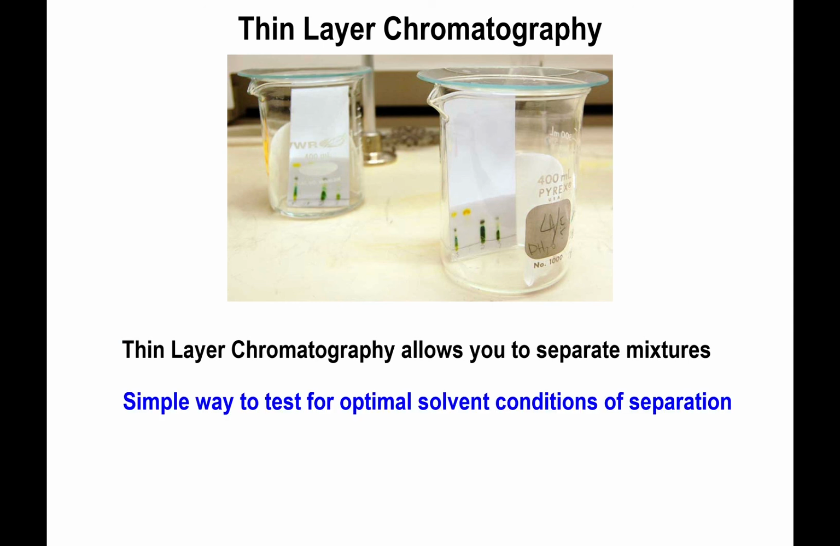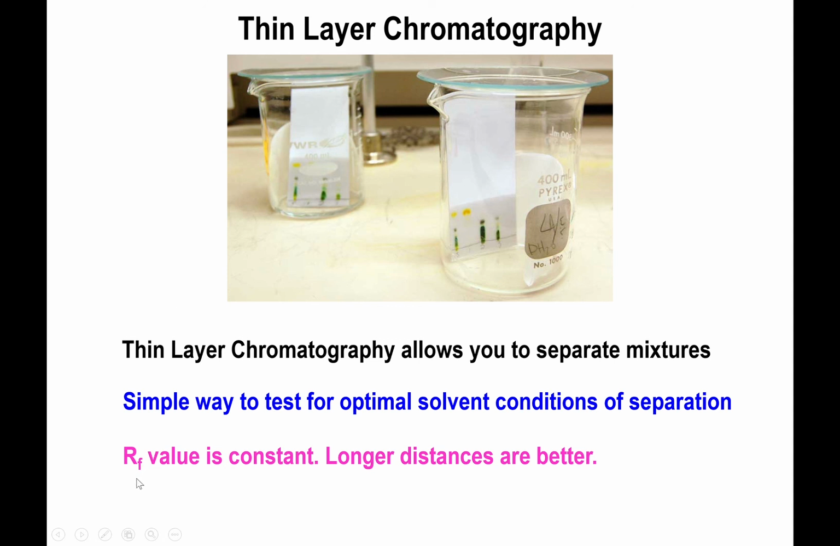And if you select your solvent conditions just right, you can actually separate most any organic substance from any other contaminants that may be present. Or perhaps you have a mixture of different products after you do a reaction and you do want to collect both products. Well, this will allow you to separate them both from each other, collect them, and then you can analyze them as you normally would.